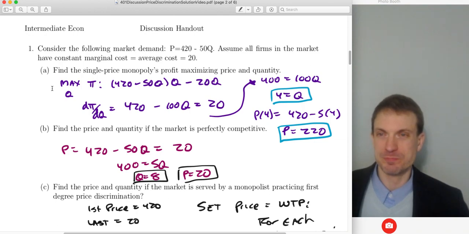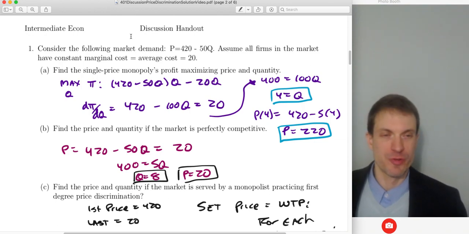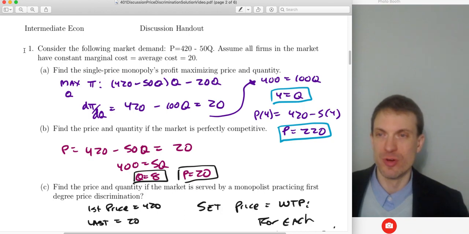All right, so the first one is a first degree price discrimination story. So suppose we have the following market. Inverse demand is price equals 420 minus 50Q. Assume all other firms in the market have constant marginal cost equal to average cost equals 20.